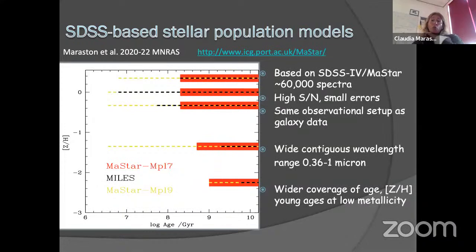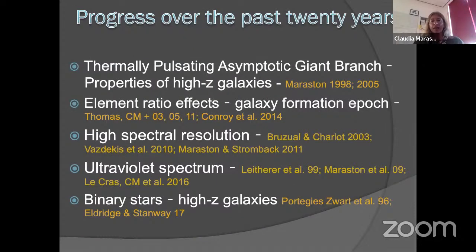So with this type of new and massive input, we have in fact now models that are fully empirical, that go down to very young ages. And we will see how profitable they will be for the analysis of galaxies. But let me now take a little break before I show you the application and just go over the progress that has happened over the past 20 years in stellar population models, in order to give credit also to colleagues.